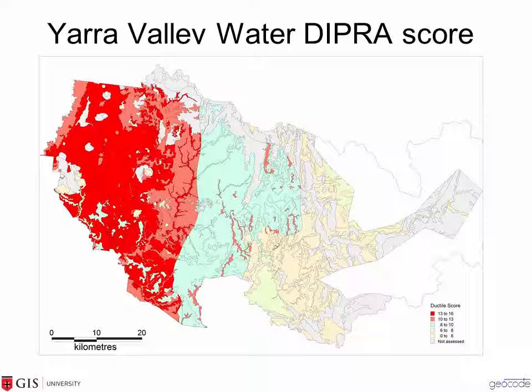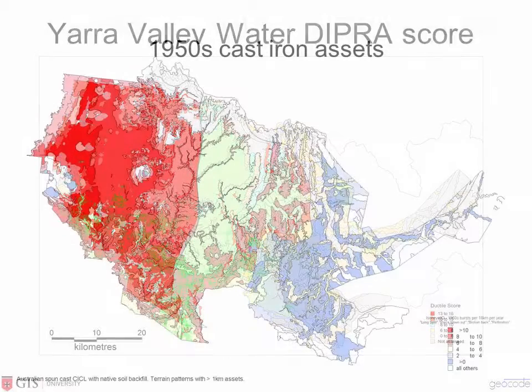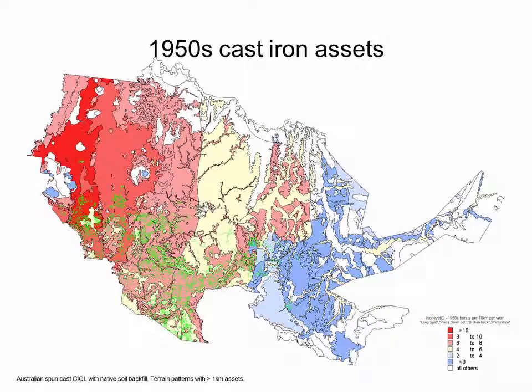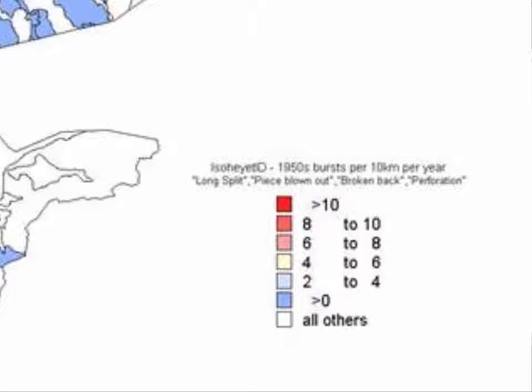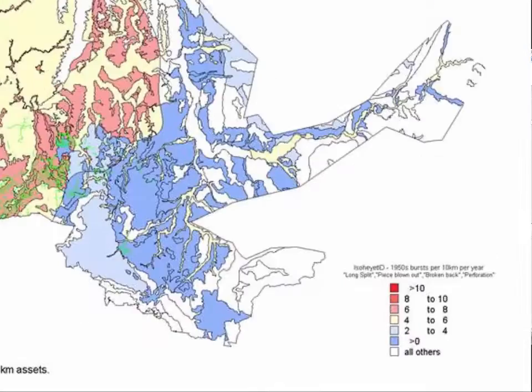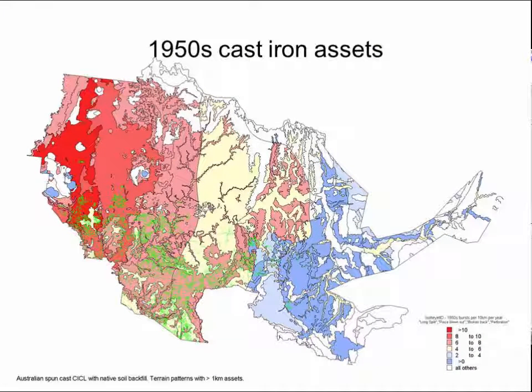And the map turns out to be a fairly reasonable reflection of how our assets actually do perform in the Yarra Valley water area. So let's actually look at how these assets perform. Now I'm going to talk about this particular map in more detail later in the talk, but for the sake of comparison, here's a map of the actual performance of Yarra Valley Water's cast iron reticulation assets that were installed in the 1950s.